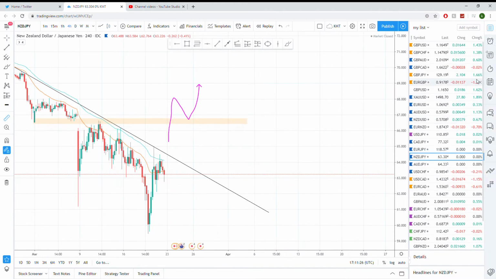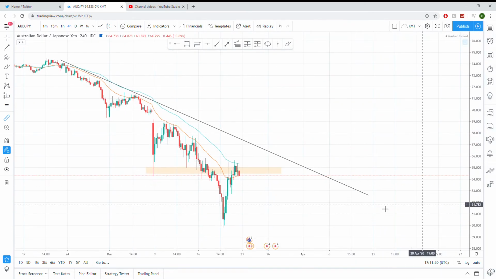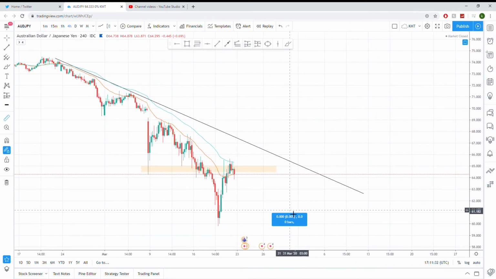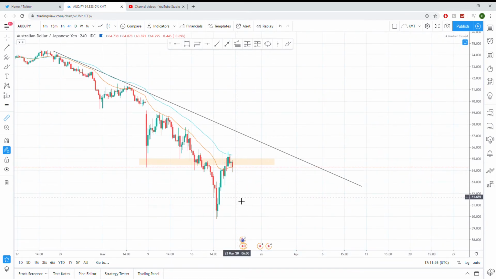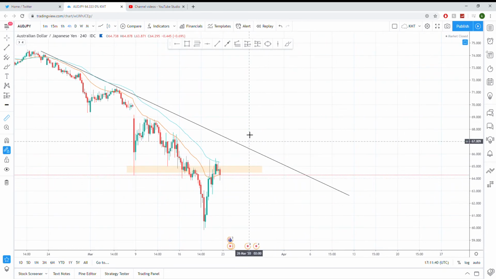And moving on, Aussie dollar, Japanese yen. I think I actually did post a video on this yesterday. Yeah, I did. So essentially, just to refresh you guys, what I'm looking for here is the push to the upside. We did get an opportunity to push to the upside here, but we have not exactly got the sentiment that we are looking for.